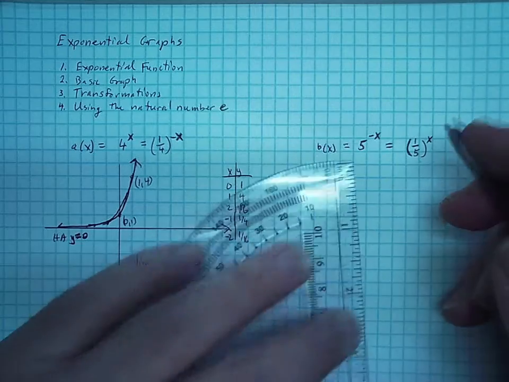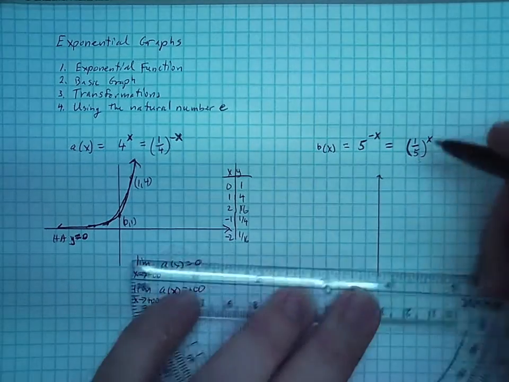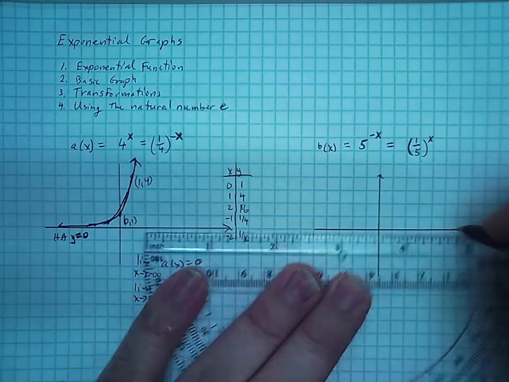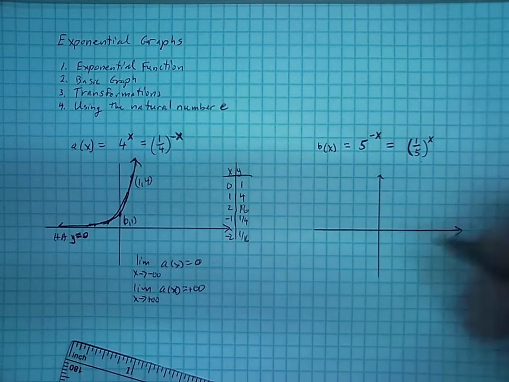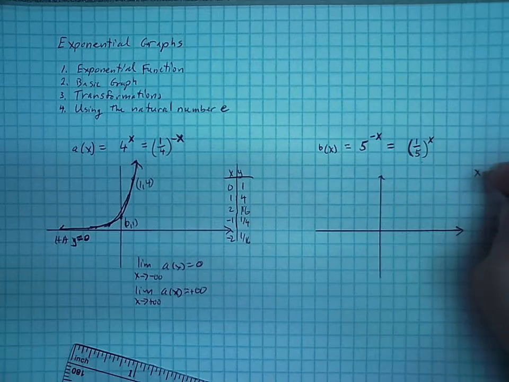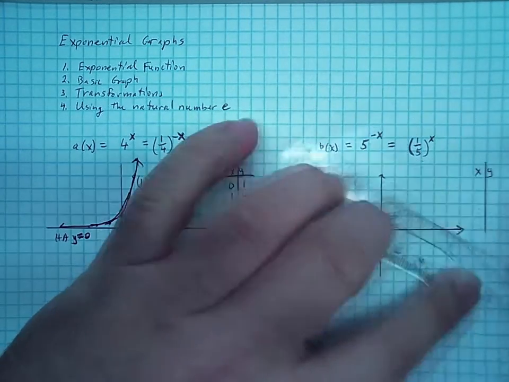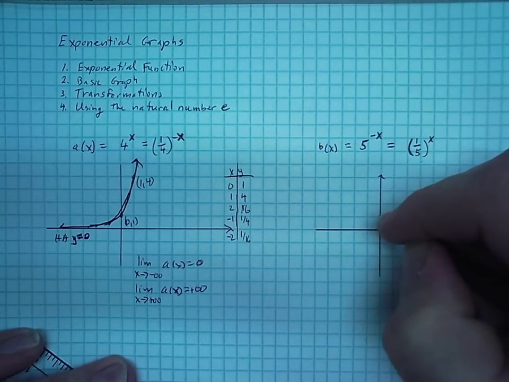Whereas this example is a decay function. Its basic shape is the same, except that the asymptote is going to happen on the right, because as you continue to multiply by 1/5 repeatedly, the numbers are going to get smaller rather than bigger. And then it's going to head off to positive infinity as x approaches negative infinity.